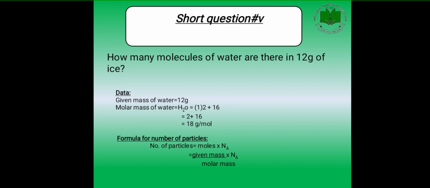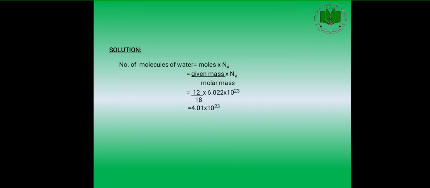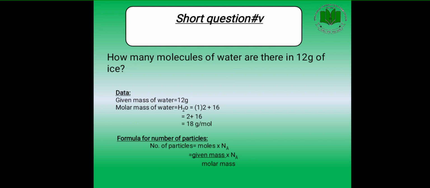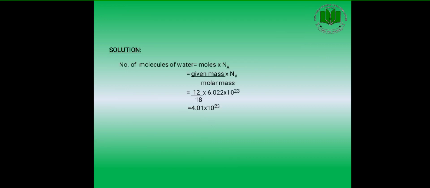So number of particles is equal to moles into Avogadro's number. एवोगैड्रो'स नंबर की जो वैल्यू है वो तो हमेशा कांस्टेंट रहेगी, 6.02 into 10^23. तो वो तो हमारे पास है, but number of moles are not given. So you can use the formula for the number of moles and it is you should know that नंबर ऑफ मोल्स का फार्मूला होता है गिवन मास ओवर मोलर मास. तो मैंने मोल्स की जगह उसका फार्मूला यहाँ पर पुट किया है and then after that we will put the values in this relationship, in this formula, and you will get an answer 4.01 into 10^23. So these are the number of molecules of water in 12 grams of ice.